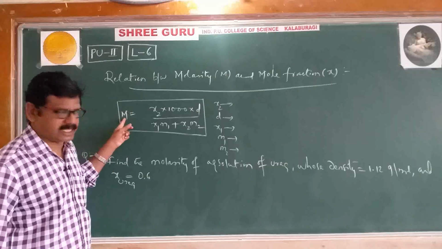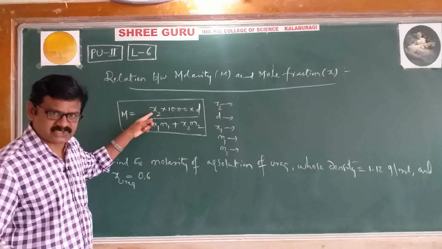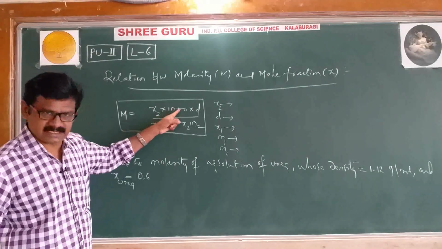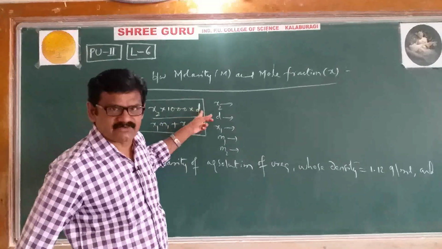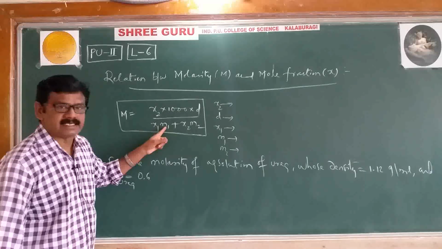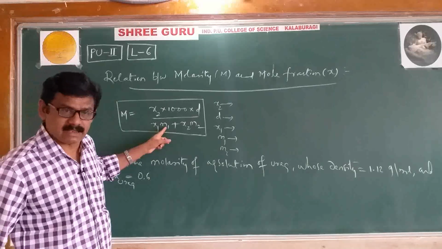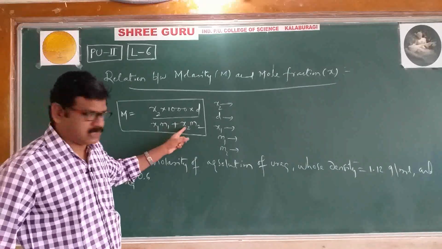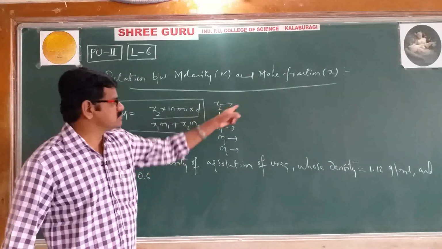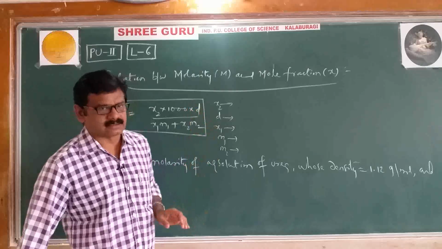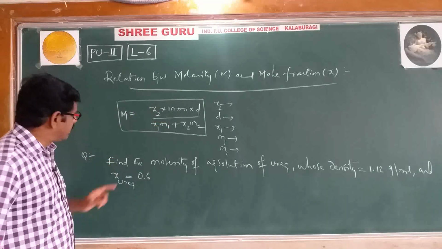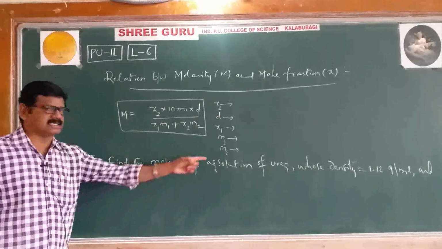Here M is for molarity, x2 is the mole fraction of solute, 2 for solute, 1 for solvent. 1000 is of course 1000, and the density is of the solution. x1 is again the mole fraction of solvent, m1 is the molar mass of solvent. And x2 is the mole fraction of solute, m2 is the molar mass of solute, right? Okay, then these terms you have to write here. Please try to remember the formula. Then based on this formula, we'll see one question.